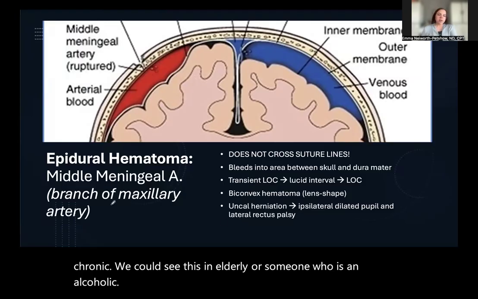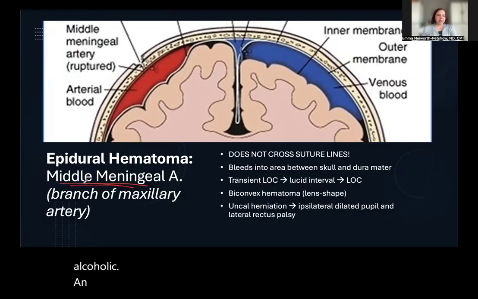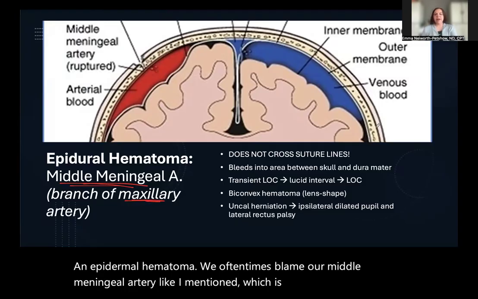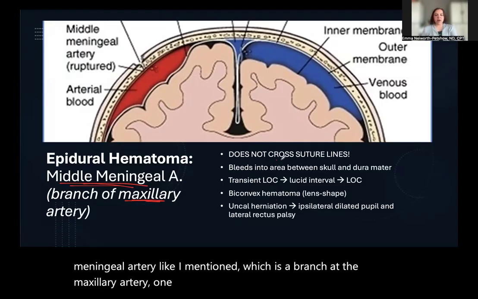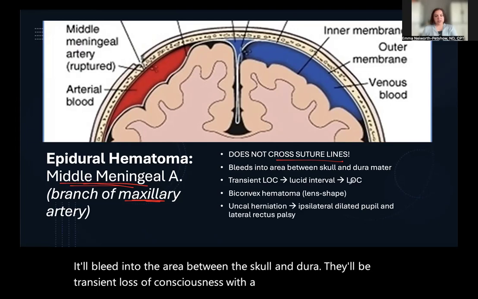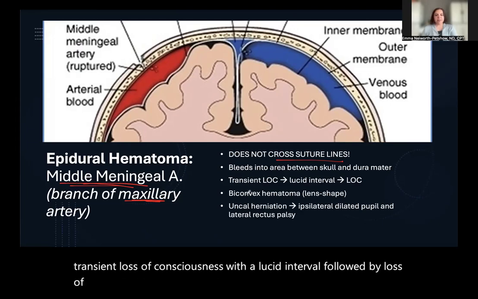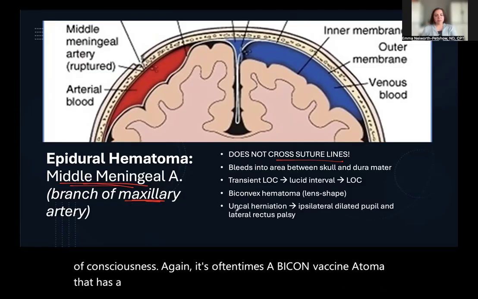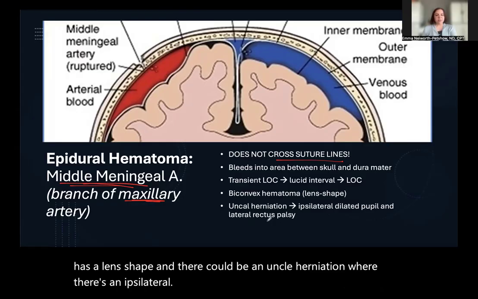In an epidural hematoma, we oftentimes blame our middle meningeal artery, like I mentioned, which is a branch of the maxillary artery. One piece to note is it does not cross suture lines. It'll bleed into the area between the skull and dura. There'll be transient loss of consciousness with a lucid interval followed by loss of consciousness again. It's oftentimes a biconvex hematoma that has a lens shape. And there could be an uncal herniation where there's an ipsilateral dilated pupil and lateral rectus palsy.